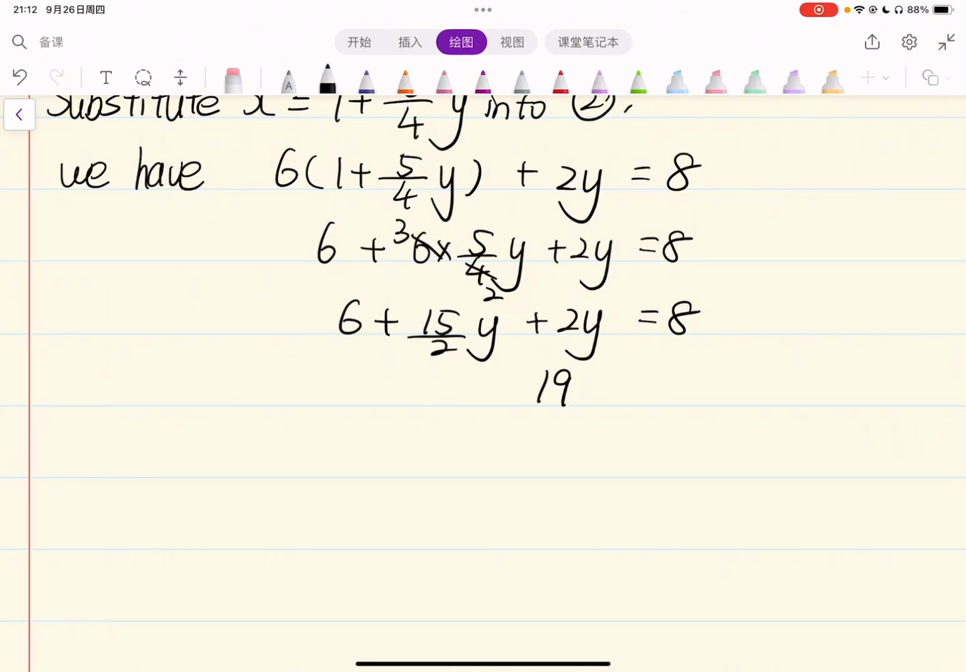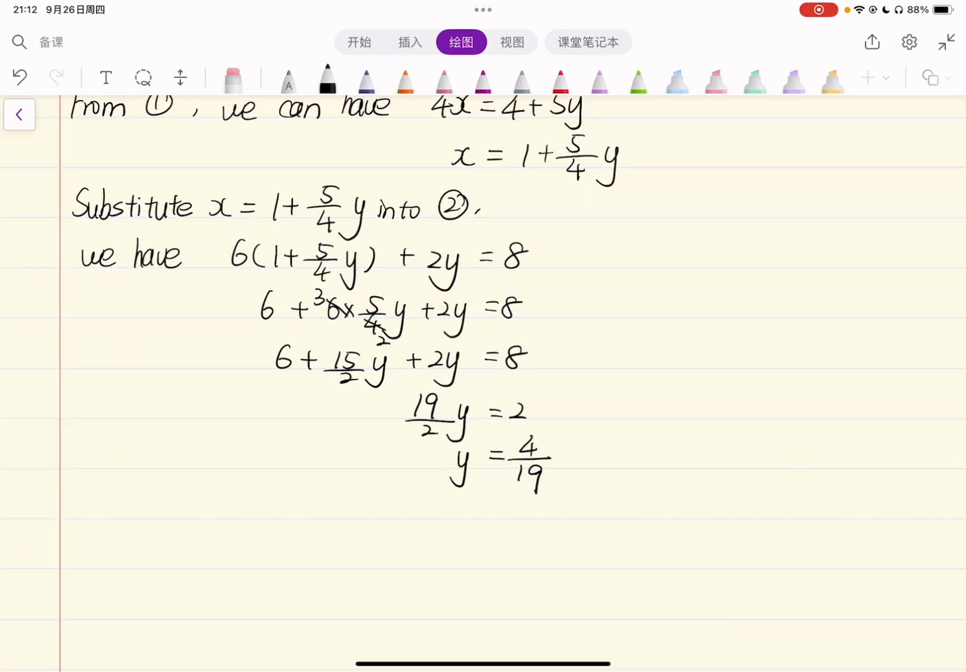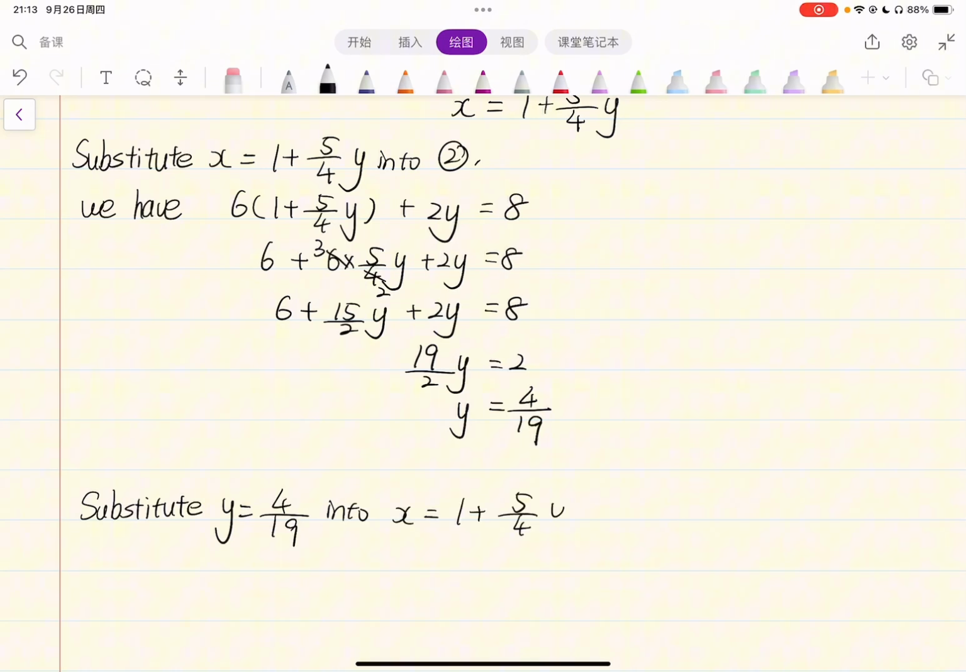Then we have 19 over 2y equals 2. So y equals 4 over 19. So we have the value of y, and then we substitute back into the expression of x. That is, substitute y equals 4 over 19 into x equals 1 plus 5 over 4y.